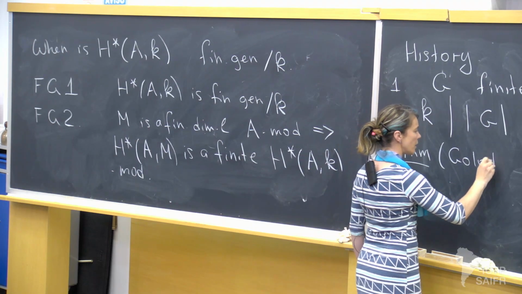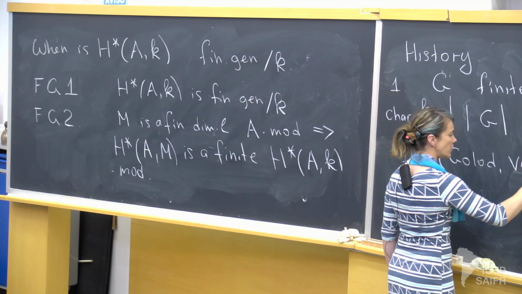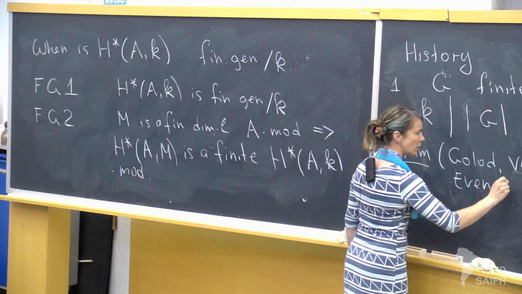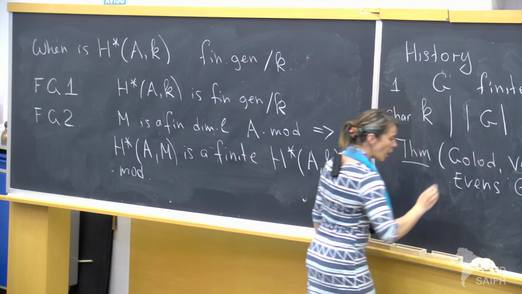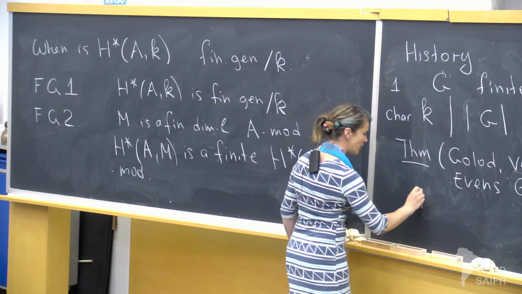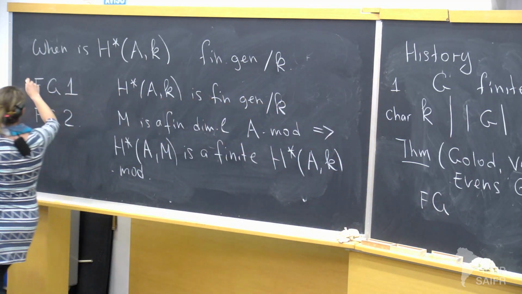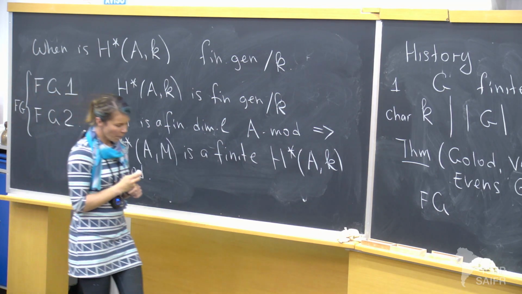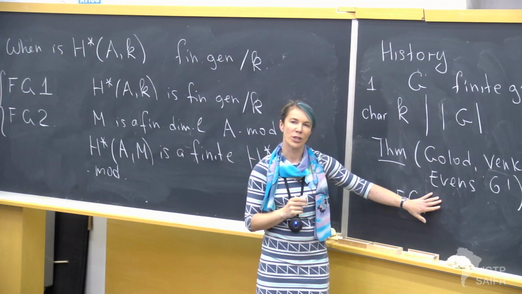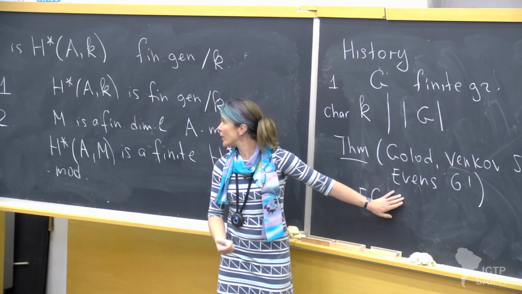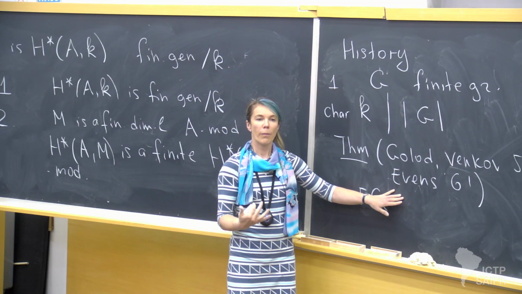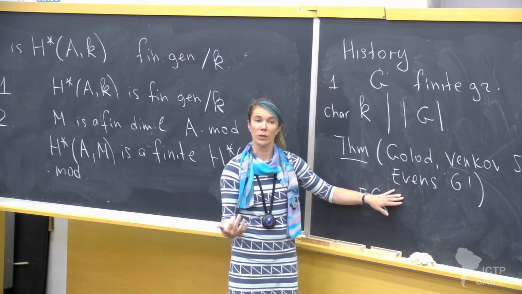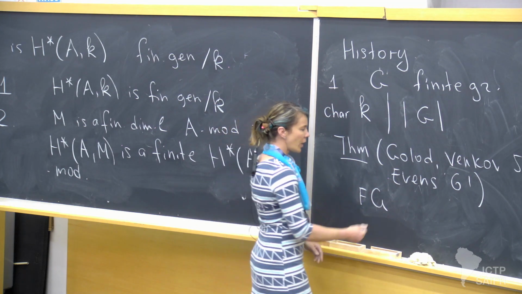back in the 50s and 60s by Golod, Venkov, 59, and Evens, 61. And the theorem says that FG, I'm going to call these two conditions FG. And in fact, yeah, this is probably the only time when they come separately. It so happens that whenever we can prove FG1, we can prove FG2. But there's also no known formal way of getting FG2 from FG1. So FG holds.